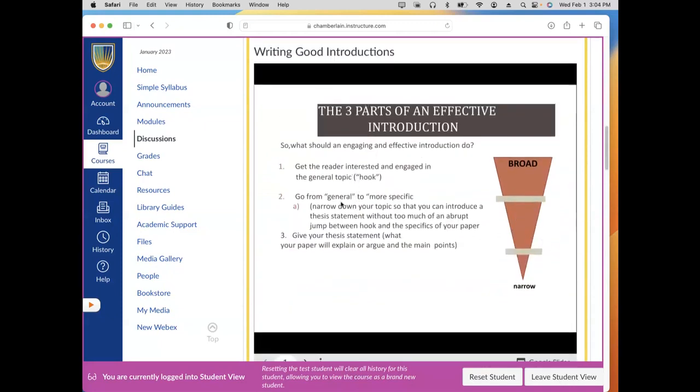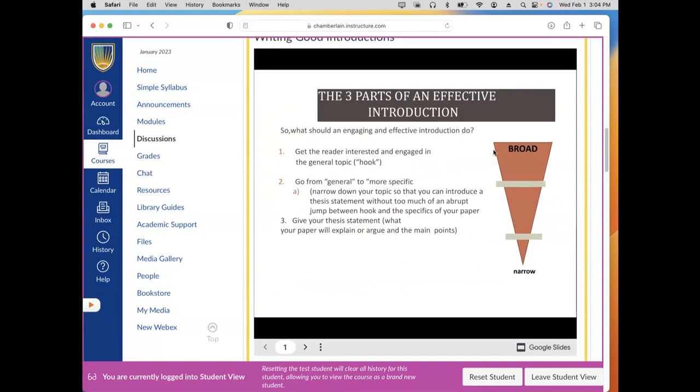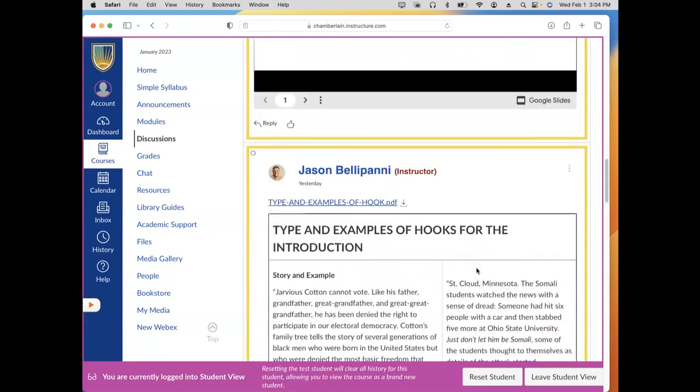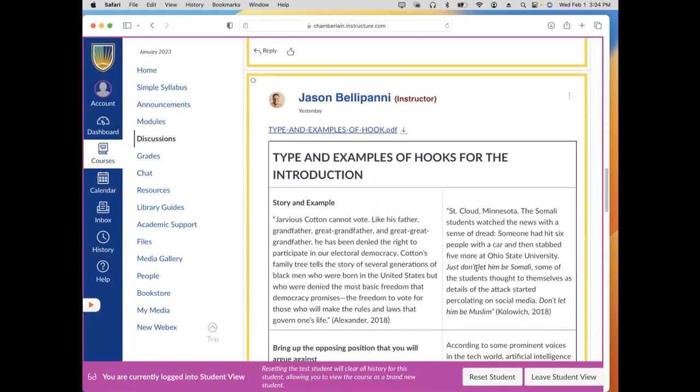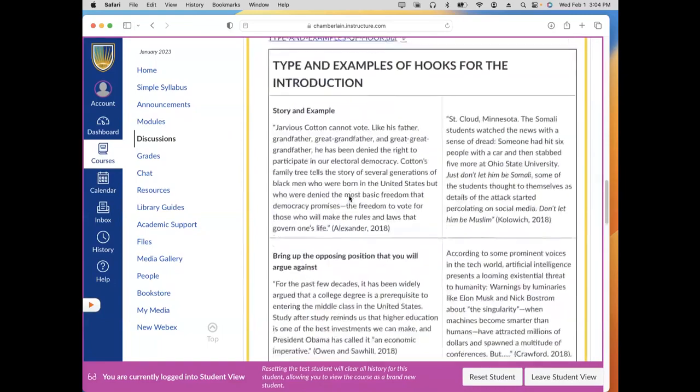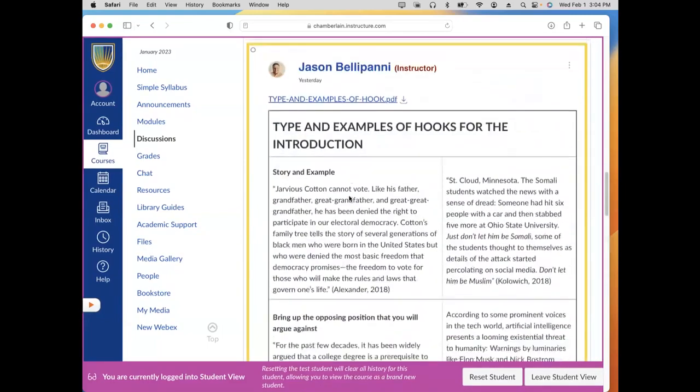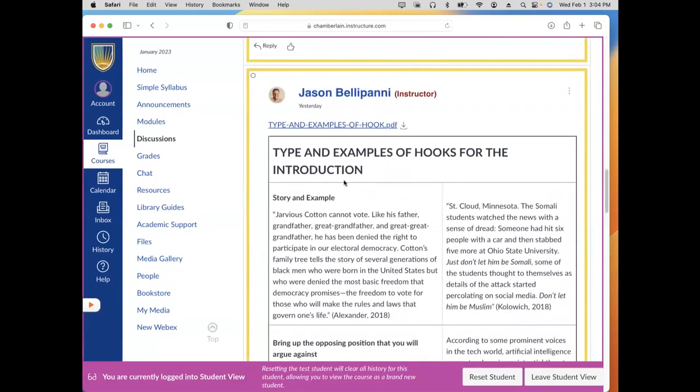So the idea for the introduction is you want to start broad and then move to narrow. Usually I tell people the first 2 sentences are to make someone interested in your essay right away, so you're using what they call a hook. This other document shows different types of hooks, in the discussion for week 4.